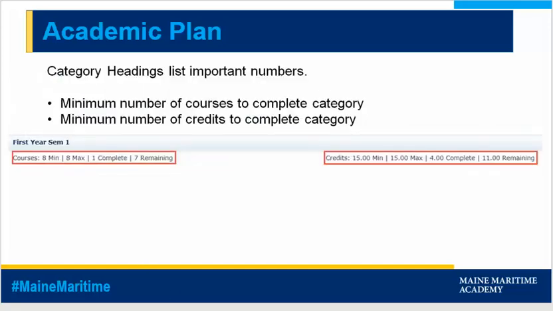So again, the category headings list important numbers. They list the minimum number of courses to complete the category, and also the minimum number of credits to complete the category. The other piece that's really important to know about these category headings is that once a student has fully completed a category heading and all courses within that category, there will be a check mark that appears next to that category heading as well. So it's another check mark to indicate that that category heading is done.